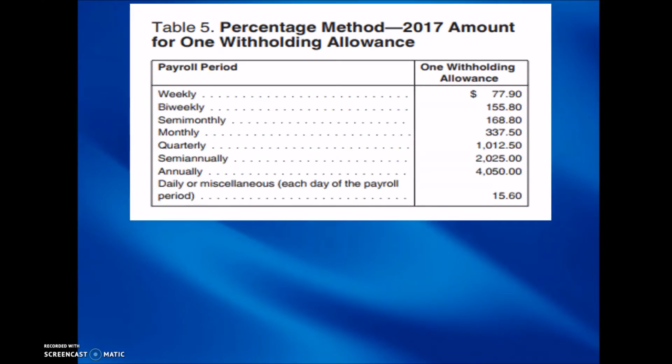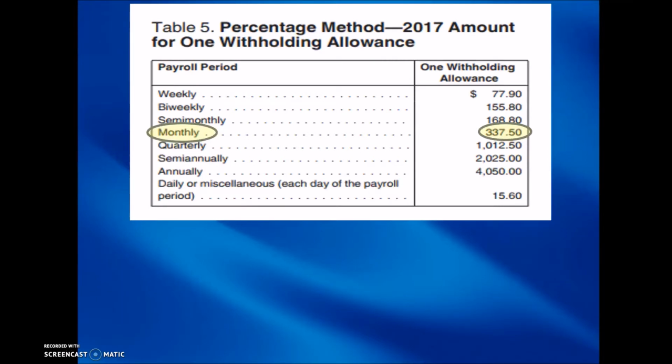We see on the table where it says monthly. Next, we will go across and see the amount that correlates with monthly. We see the amount that correlates is $337.50. This number indicates that for monthly pay, $337.50 can be subtracted from gross pay for each withholding.